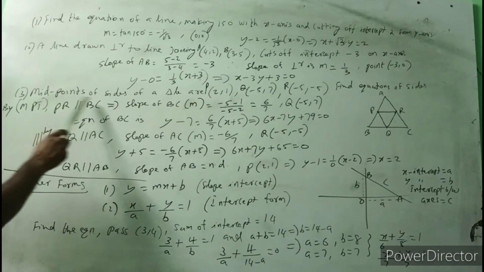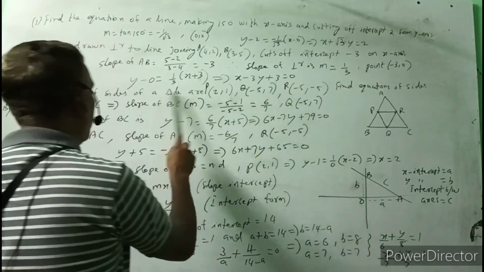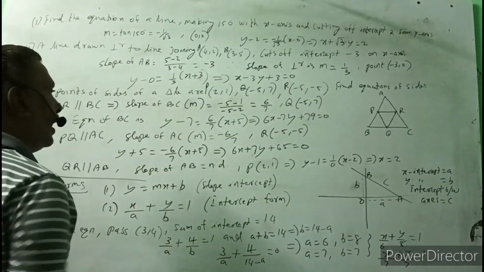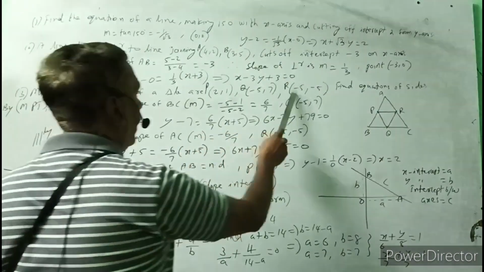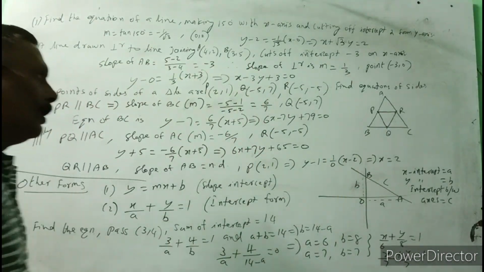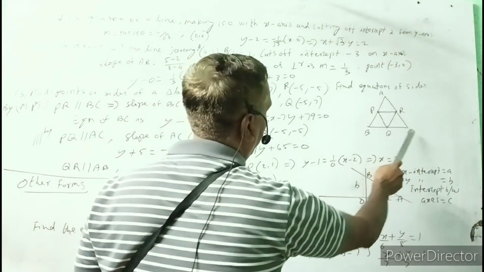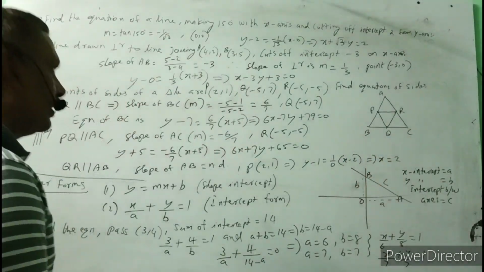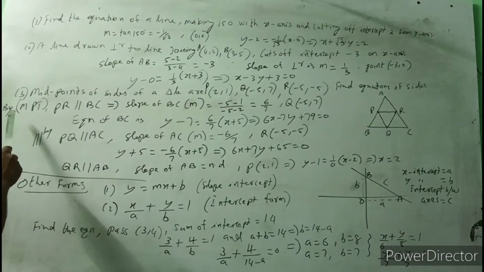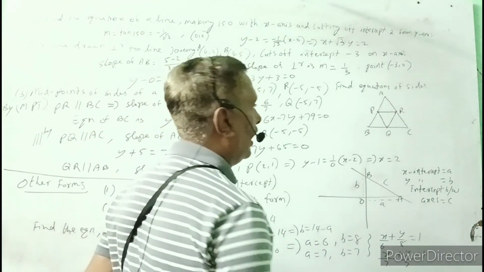Another question: the midpoints of the sides of a triangle are P, Q and R. Find the equations of the sides, means we need to find the equations of AB, BC and AC. For that, we studied the midpoint theorem in 9th standard.